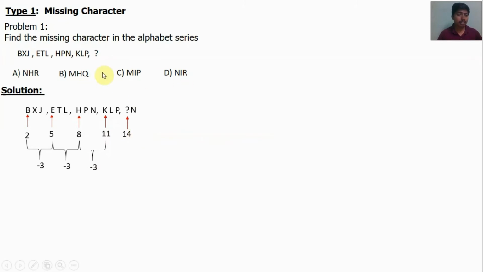14 means N. So eliminate the options. In option A, the first letter is N, so maybe correct. In option B, the first letter is M, but the answer we found is N, so option B is wrong. In option C, the first letter is M, so option C is wrong. In option D, the first letter is N, maybe correct. For eliminating between option A and D, compare the second letter.